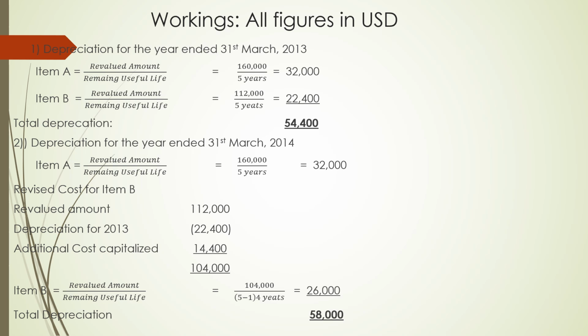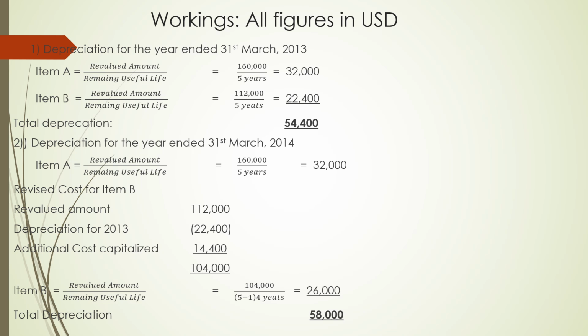Remember, we said in our previous discussion that at the date of revaluation, depreciation can be calculated as the revalued amount over the remaining useful life of the asset, right? So as at 31st March 2013, we have a revalued amount of $160,000, and the remaining useful life, as it was reported, was 5 years, giving us a total depreciation of $32,000 for item A.